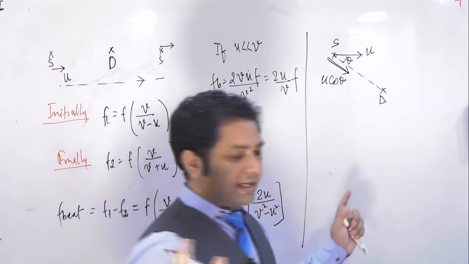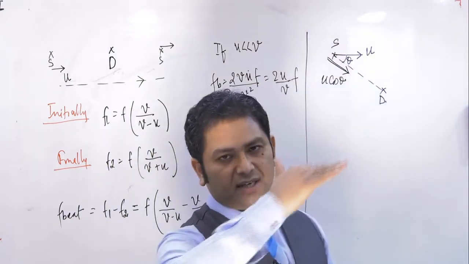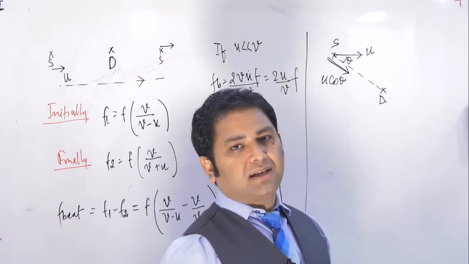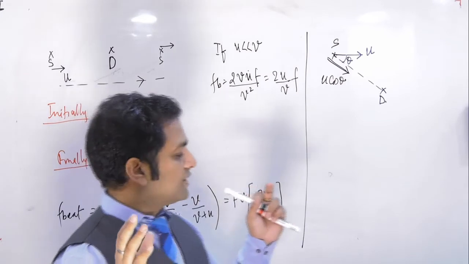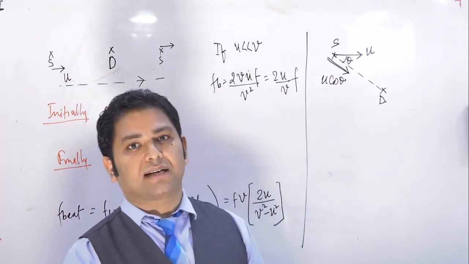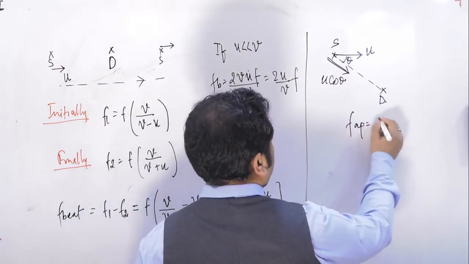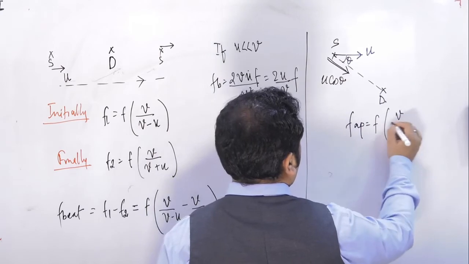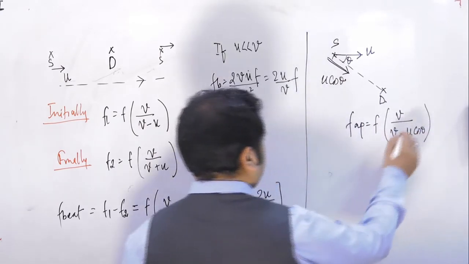So everything would be the same. The only point is that you need to calculate the component of the speed along the line joining them, and that is u cos theta. So the effective speed for frequency decrement is u cos theta now. And you get F apparent is F of V by V minus u cos theta. This is the only difference you get.